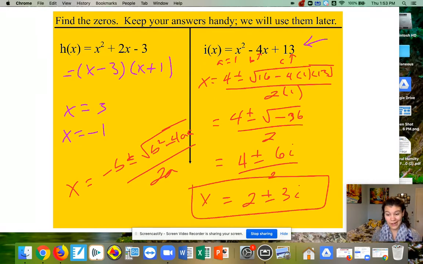So if you can't factor, you can do the quadratic formula. The quadratic formula will always work. So even if you did it on this one, you'd get these two values. It's just more effort than factoring. So if you can factor, factor. If you can't, do the quadratic formula.